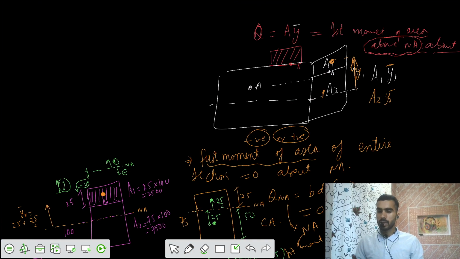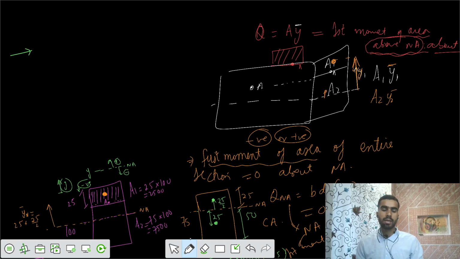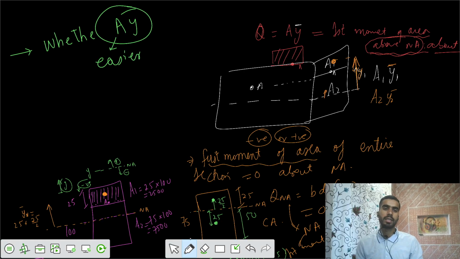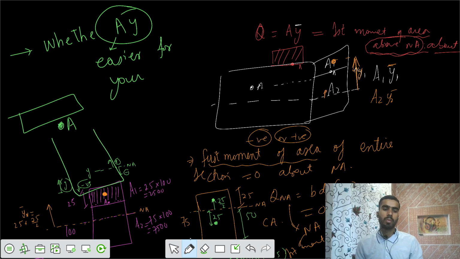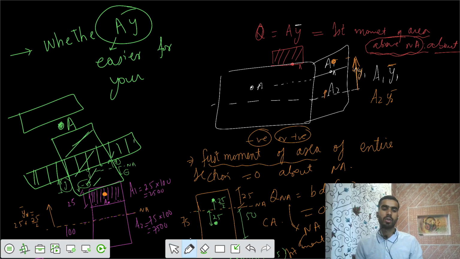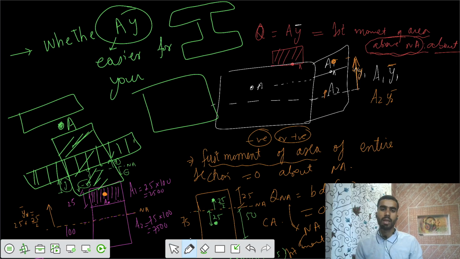So we got this one. Is the confusion clear? It is up to us now: whichever area and first moment of area is easier for you, you can take that for your point A. Let's say the point A is here, and if the area on top is smaller, you can take the top. If the bottom area is some sort of big area, you can avoid it and take the top area. And if the section is such that you had an I section and the point was somewhere here, you can take the bottom area, because this is easy to calculate.